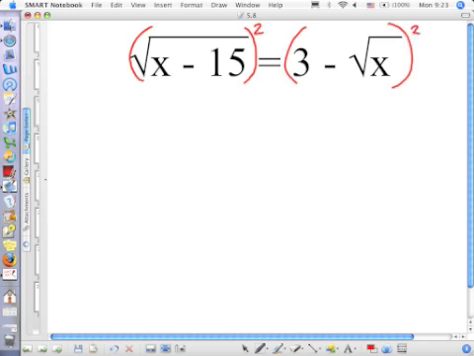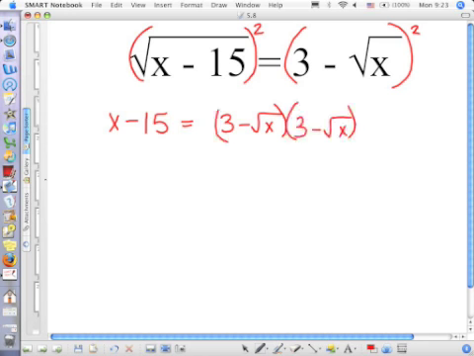Well, on the left, I'm simply left with x minus 15. That's it. It's good. But on the right, I have 3 minus the square root of x, squared. What kind of problem is that? It's a FOIL problem. All right, now let's FOIL it together.